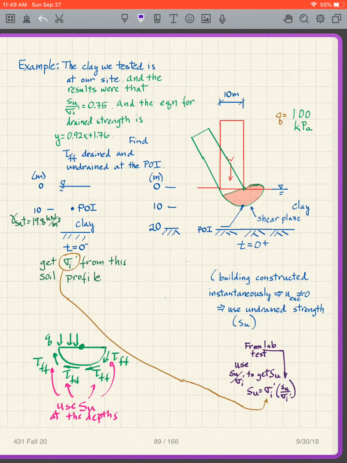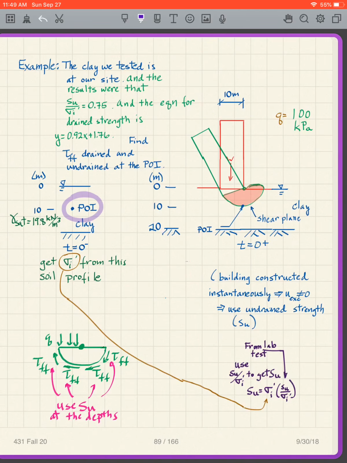At our site, this is our t equals 0 minus, it's just a deep clay site. And we are going to build this building at the site. What we are interested in is what is the strength at our point of interest.